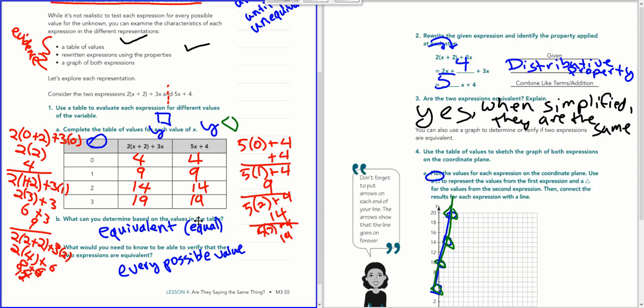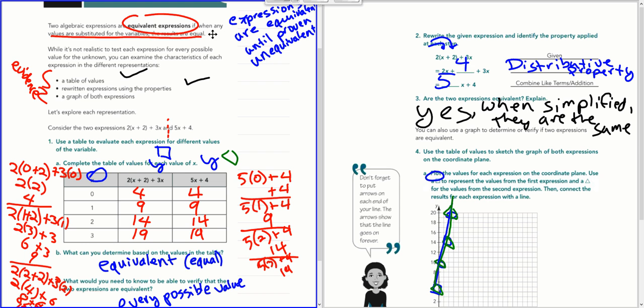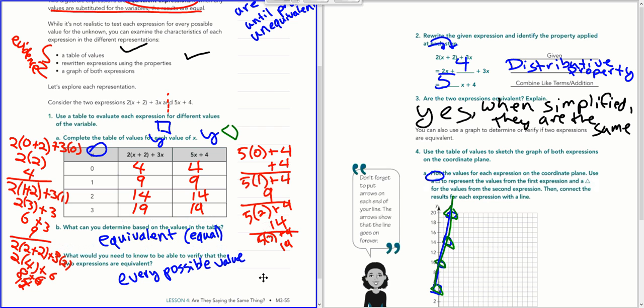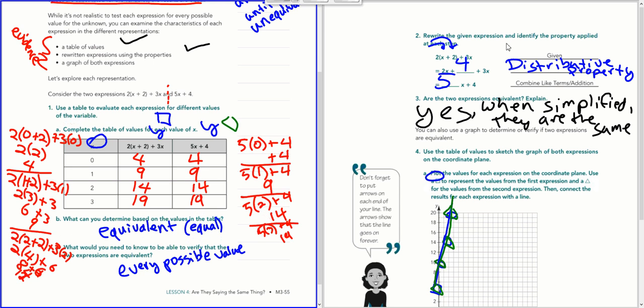So what can you determine based on the values in the table? Well, we can determine they are equivalent, or they are equal. Again, when any values were substituted for the variable, the results were equal. We got the same results here and here. Now, what would we need to do to verify that the expressions are equivalent? We would need to do every possible value of x. Now, that would be a doozy of a homework assignment. That would be never ending, so we're not going to do that to you. Let's look for some other evidence. But we do have our table of values done. Check.